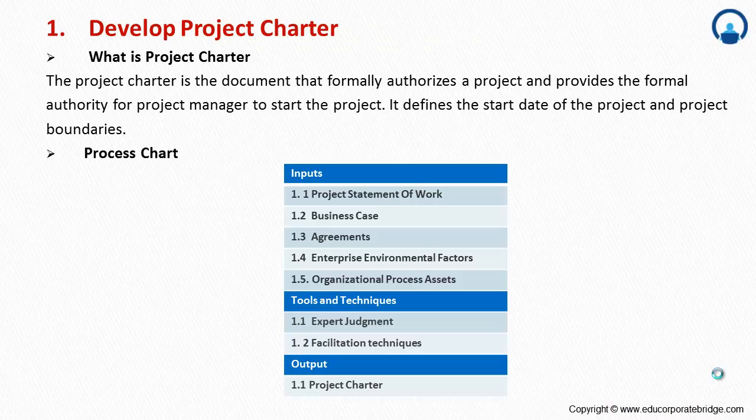The project charter is the document that formally authorizes a project and provides the formal authority for the project manager to start the project. The project charter talks about when the project is going to start, who is the project manager, what is the objective of the project, who is the sponsor of the project, and what are the high level responsibilities of the project manager and project sponsor. So this is an important document which authorizes a project. If anything in this world or any work has to be started, it has to be authorized first. There should be a sponsor who is going to finance that particular project. That is nothing but a project charter, which will give you the authority to start the project.